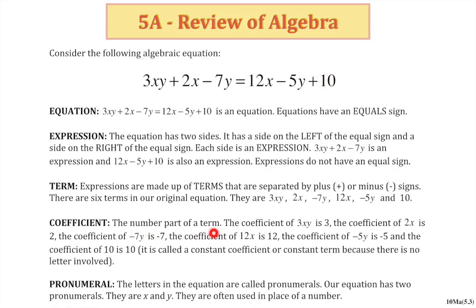Now coefficients are the numbers in front of terms, so the coefficient of x is 2, the coefficient of xy is 3, the coefficient of y is negative 7, the coefficient of x is 12 over on the right side, the coefficient of y is negative 5, and this is called the constant coefficient, or the constant term, and it's just 10 because there's no x's or no letters with it. And remember, a fancy word for a letter is just called a pronumeral in maths.